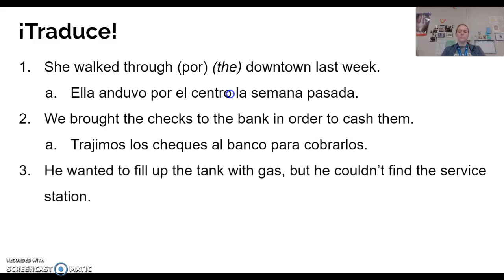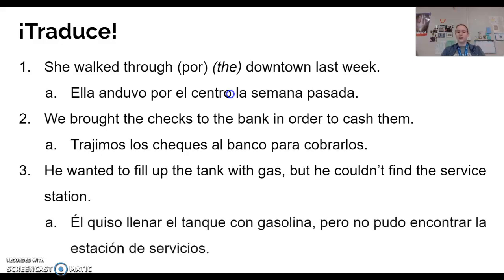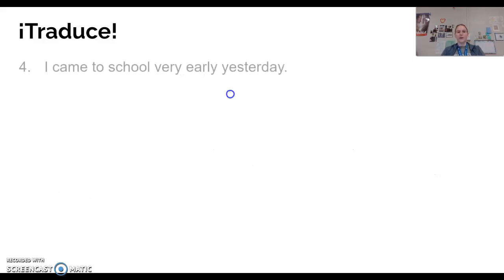Okay, number 3, we'll do one more. He wanted to fill up the tank with gas, but he couldn't find the service station. Él quiso llenar el tanque con gasolina, pero no pudo encontrar la estación de servicios. Okay. So this is kind of word for word. Let's see if I have more than that. Yep. Okay. Do the rest of them on your own. Hit pause on the video and then translate them and then hit play when you're done.